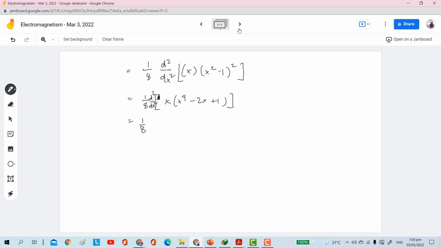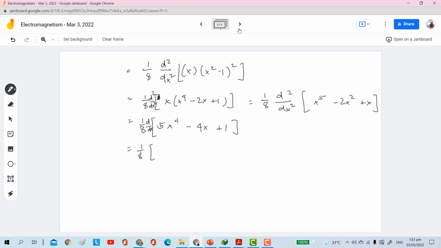1 over 8. And then we derive it, no? So it becomes x to the fifth, minus 2x cubed, plus x, so we still have the derivative. So 5x to the fourth minus 6x squared plus 1. Just so we don't get confused, this is equal to 1 over 8 times x to the fifth minus 2x cubed plus x. So yeah, 5x to the fourth minus 6x squared. Is that right, class? Plus 1.